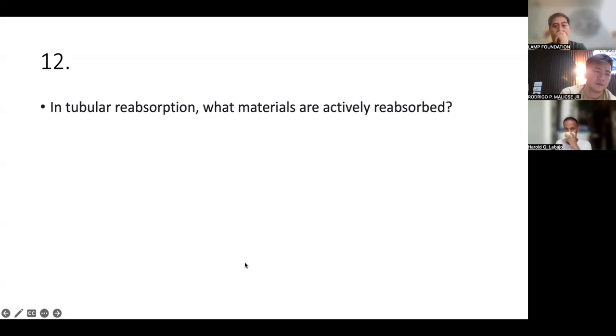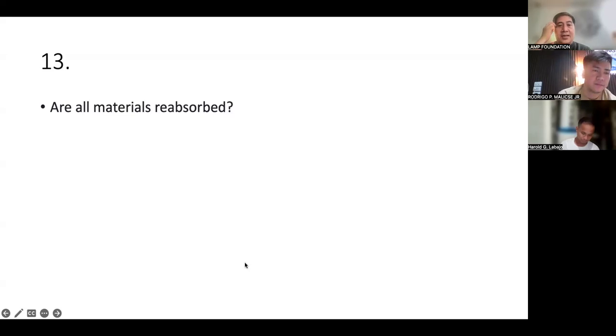So in tubular reabsorption, earlier we talked about passive water and the anions. Now we talk about what are actively reabsorbed. Organic nutrients, 99 to 100%, are actively reabsorbed. And the cations, sodium, potassium, calcium, etc., are actively reabsorbed. Are all materials reabsorbed? Yes.